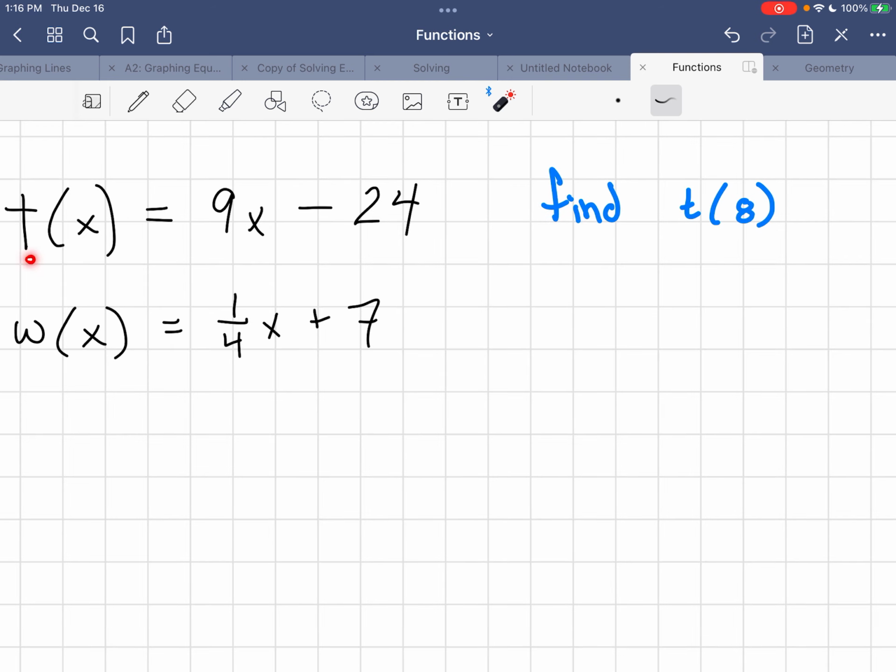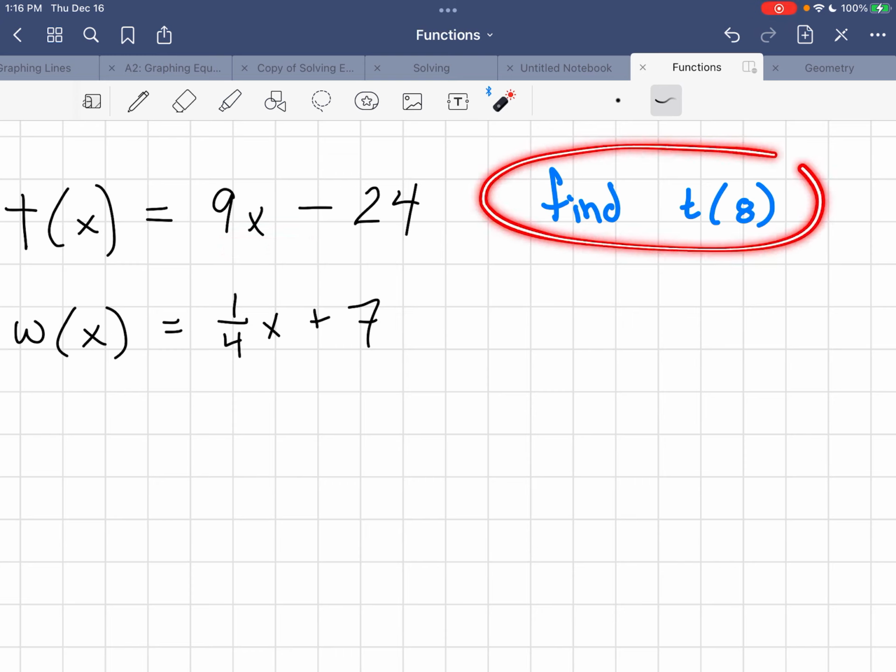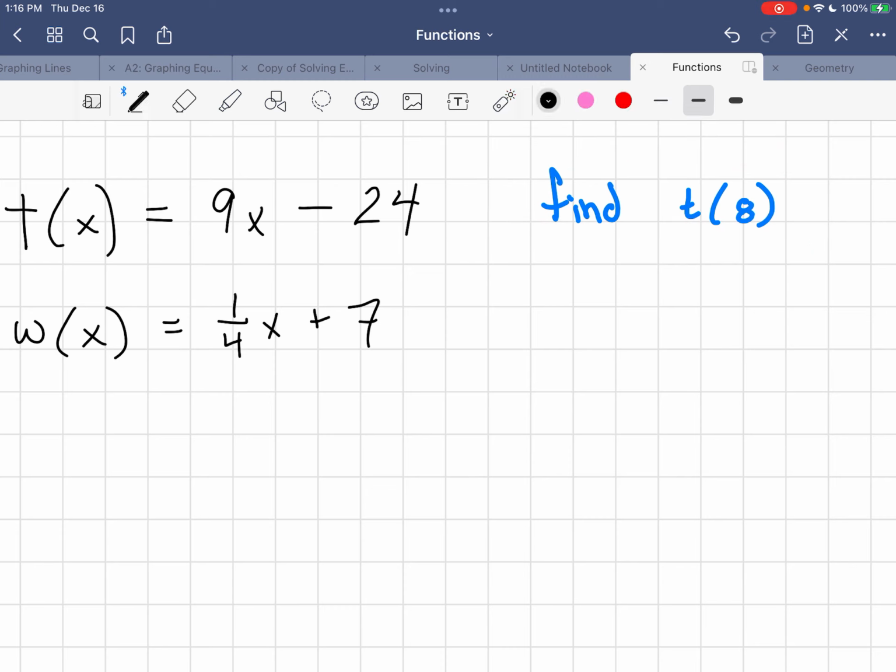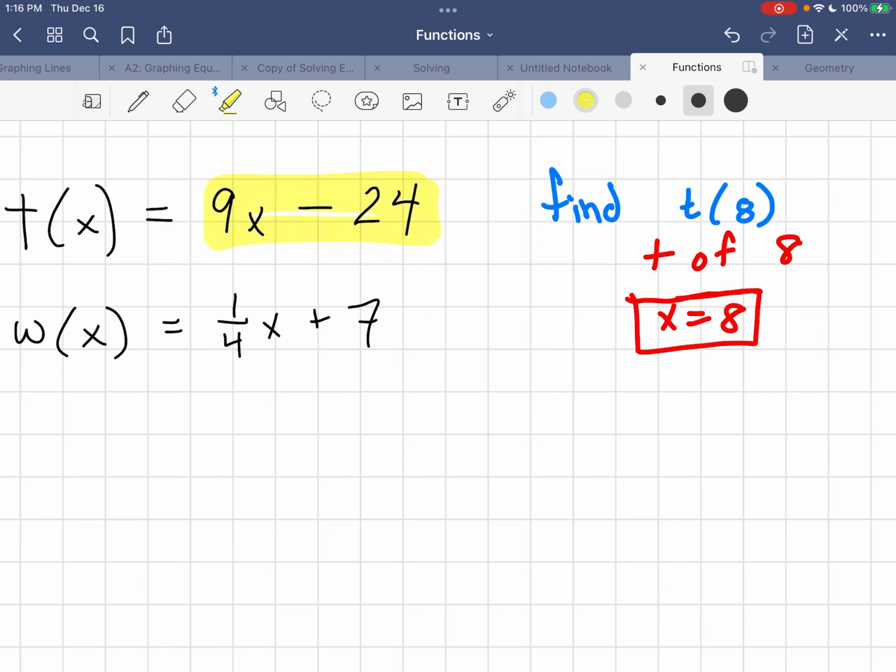If we are told that t of x equals 9x minus 24, and we're asked to find t parentheses 8, or t of 8, what that means is that the x value of my function needs to be 8. So I'm going to rewrite my function, but instead of x, I'm going to put an 8 in.